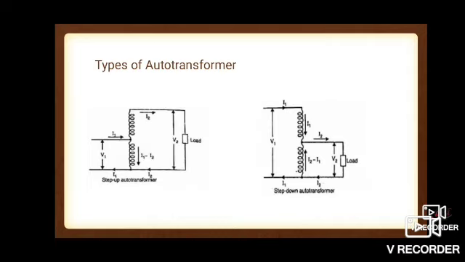Then see the types of auto transformer. First one is step up auto transformer. Second one is step down auto transformer. See the diagram. First one is step up auto transformer. Second one is step down auto transformer.